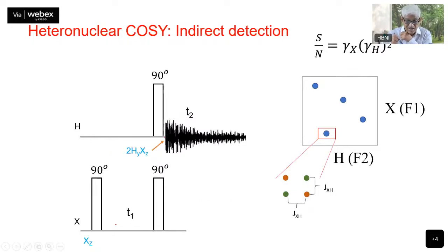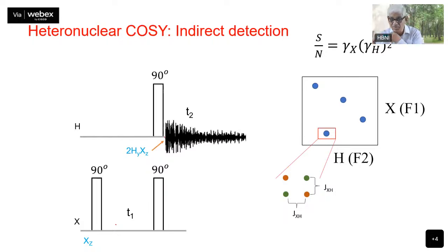This is antiphase, and this will evolve during T2. Therefore, I detect here the proton magnetization. Therefore, what will the signal to noise be here? It is gamma X into gamma H to the power 3 by 2. So which is better? Gamma H to the power 3 by 2 is better than gamma X to the power 3 by 2, right? Therefore, this indirect detection has an advantage of sensitivity. Signal to noise ratio will be better in this situation. Therefore, we will rather excite the X nucleus but detect on proton. Therefore, this is called indirect detection.